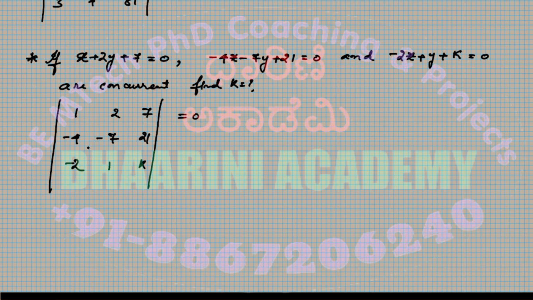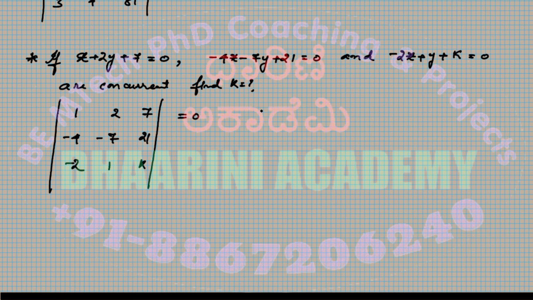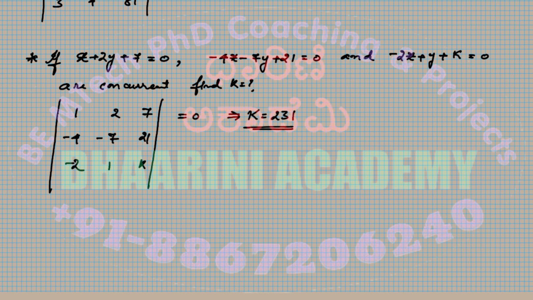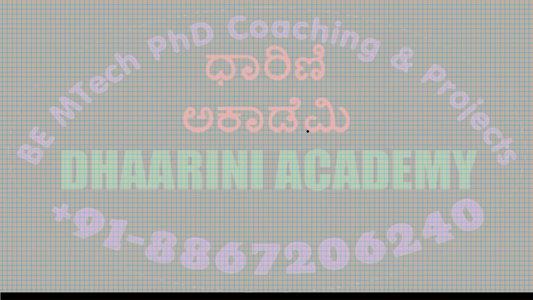Keep k as it is and equate this to 0. So the left hand side you solve, the right hand side will be 0 always. There is a k remaining in my equation. Solve for k. After solving this equation, we get the value of k is equal to 231. If k is 231, then the three lines will meet at a common point. They become concurrent.